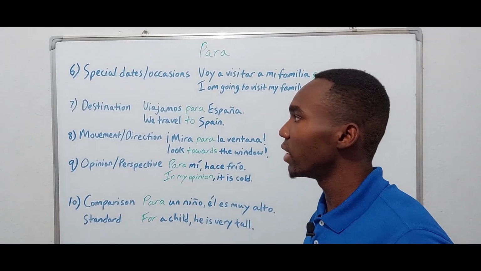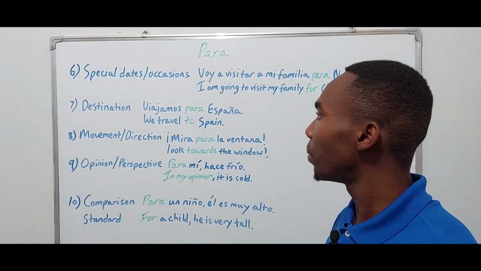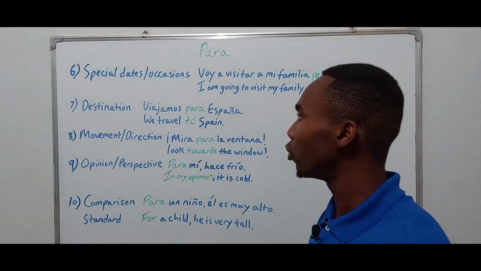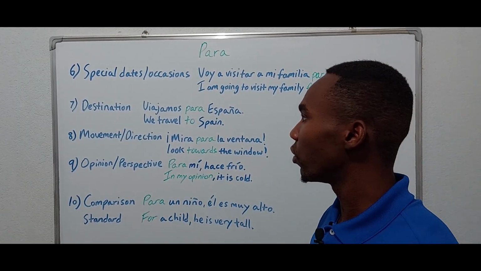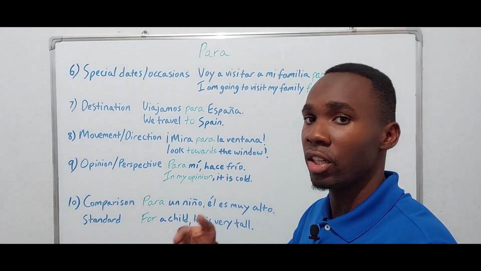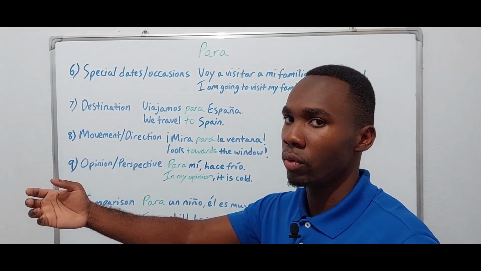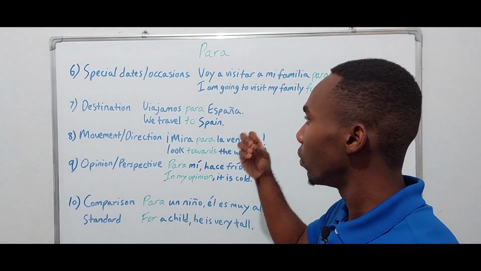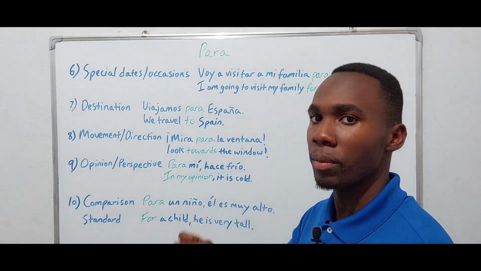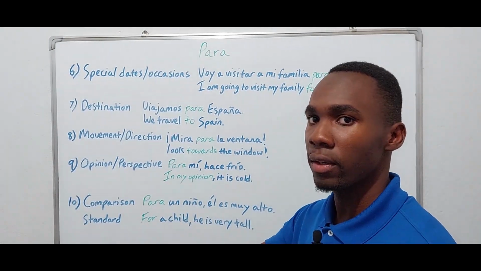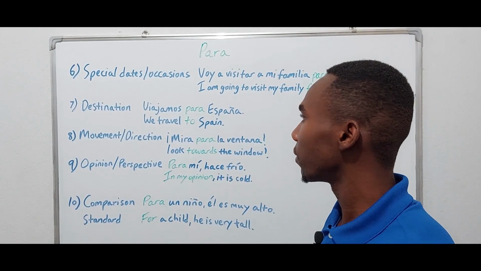7, destination. "Viajamos para España." We travel to Spain. So Spain is where we are headed, is the country that we're headed to, right? So we use para when we want to talk about destinations, right? So yes.